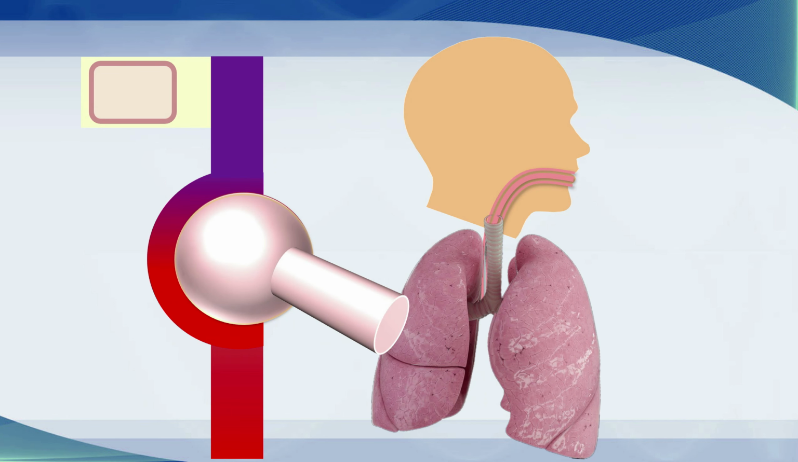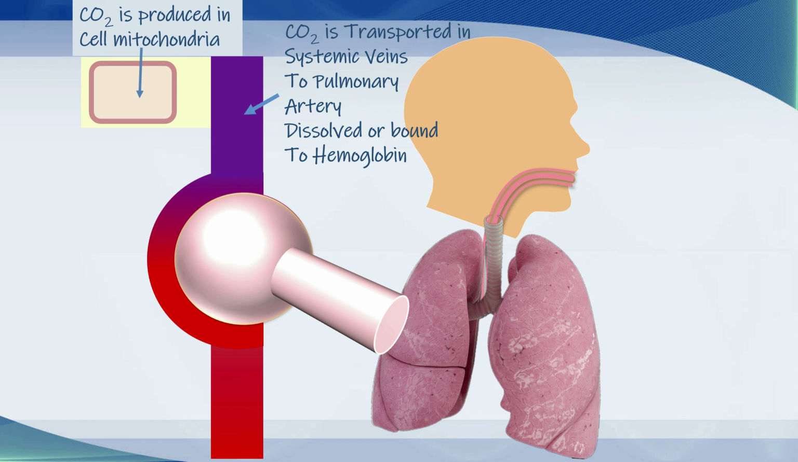Now let's move on to carbon dioxide. Carbon dioxide is produced in cell mitochondria. It then diffuses across the wall of the cell and into the interstitium and then into the bloodstream, and of course it equalizes across the entire extracellular fluid. So it's transported in systemic veins, some of it within red cells and some of it just in the blood, and then it moves along into the pulmonary artery, dissolved or bound to hemoglobin, and once it gets into the pulmonary artery, it's then exposed through the pulmonary capillaries to the air-gas interface.